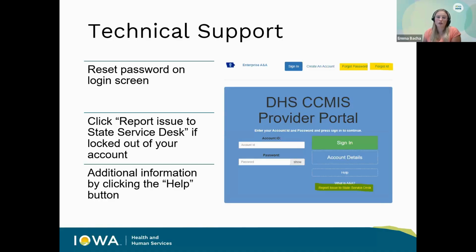For technical support on the portal, you can reset your password on the login screen. If you encounter an issue, you can click Report Issue to State Service Desk if you're locked out of your account. And for additional help, you can press the Help button.